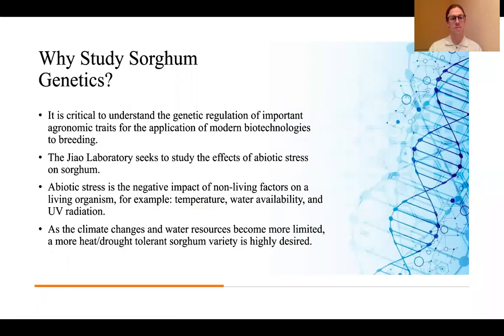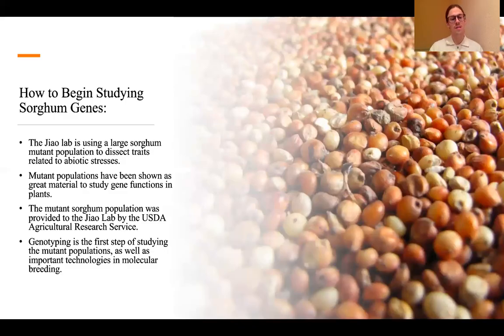So why study sorghum genetics? It is critical to understand the genetic regulation of important agronomic traits for the application of modern biotechnologies to breeding. The Zhao laboratory seeks to study the effects of abiotic stress on sorghum. Abiotic stress is the negative impact of non-living factors on a living organism, for example, temperature, water availability, and UV radiation. As the climate changes and water resources become more limited, a more heat and drought tolerant sorghum variety is highly desired.